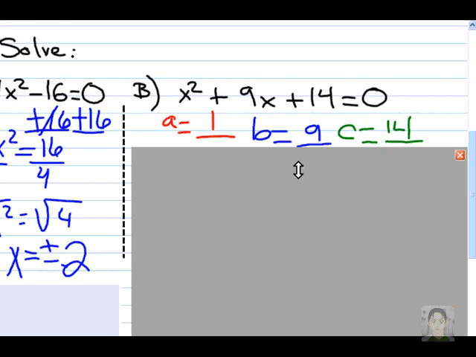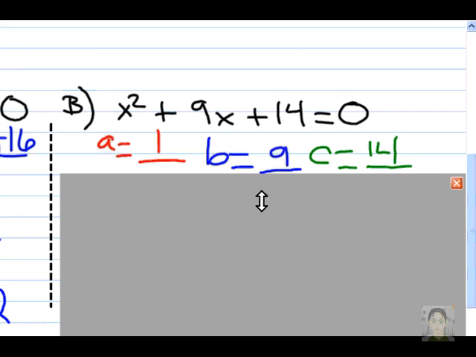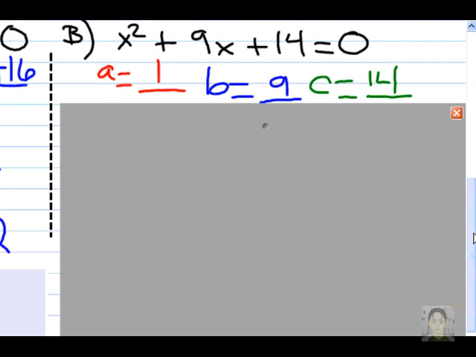With the quadratic formula, the first thing you want to do is find a, b, and c. In this particular problem, the a is always the number next to the x squared, the b is the number next to the x, and the pure number by itself is always your c. They all happen to be positive in this case.